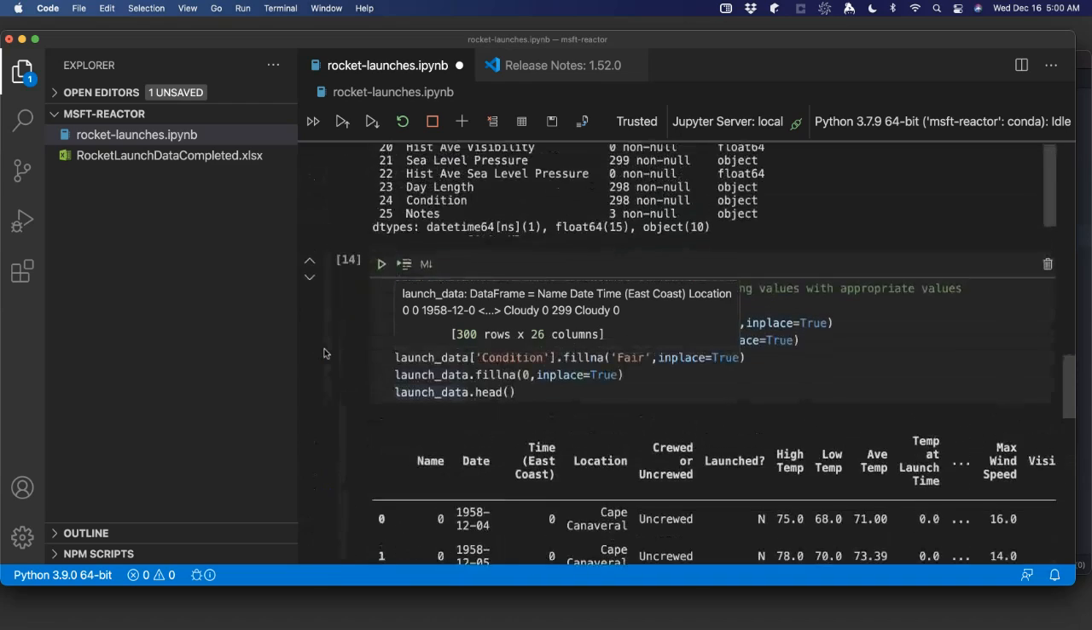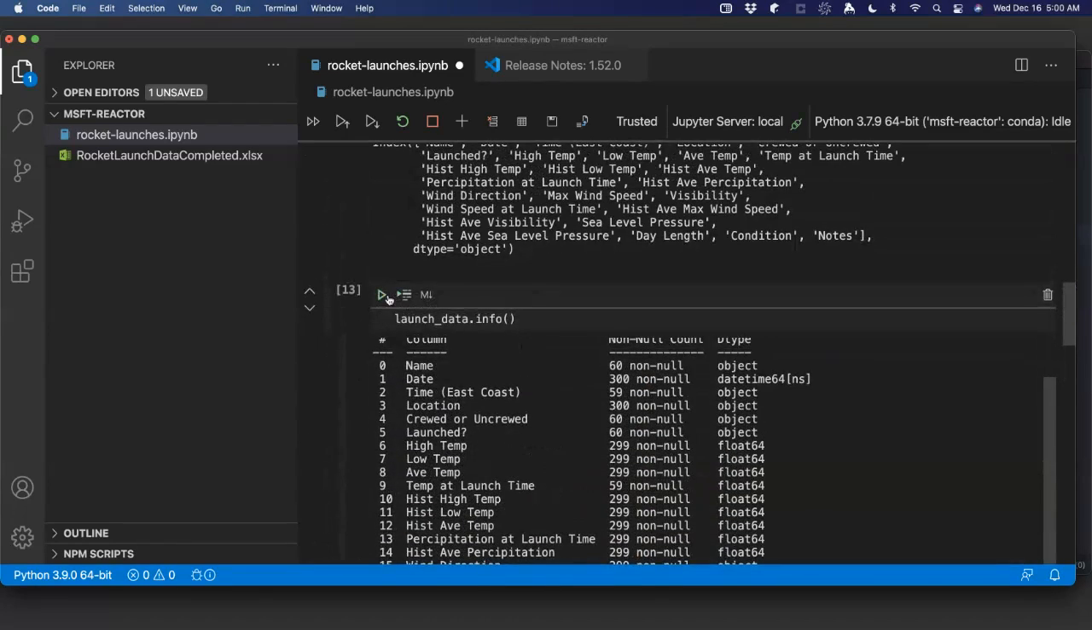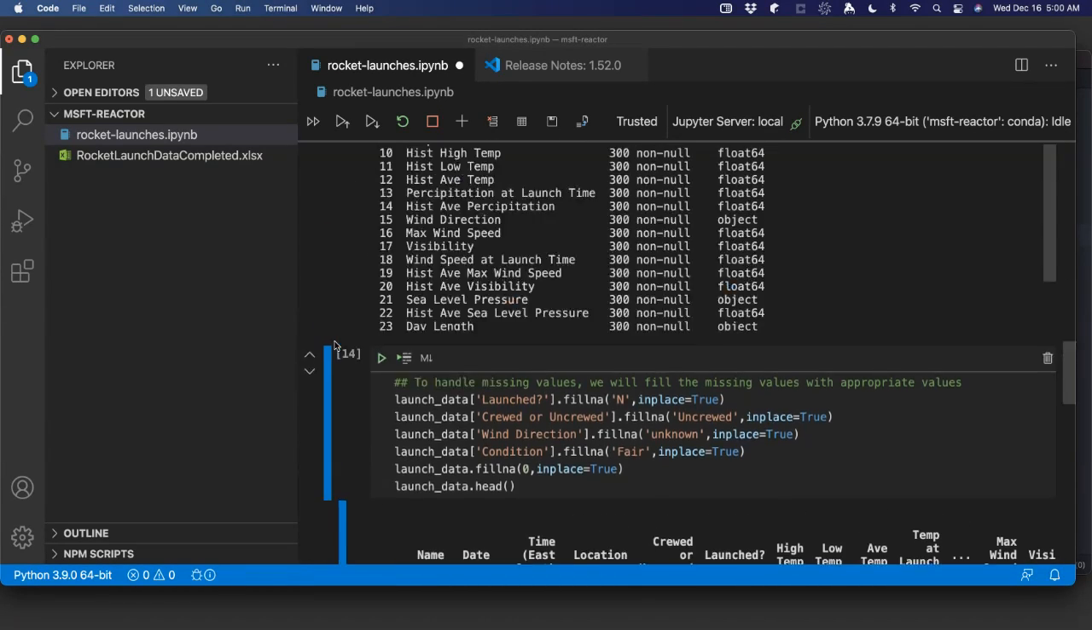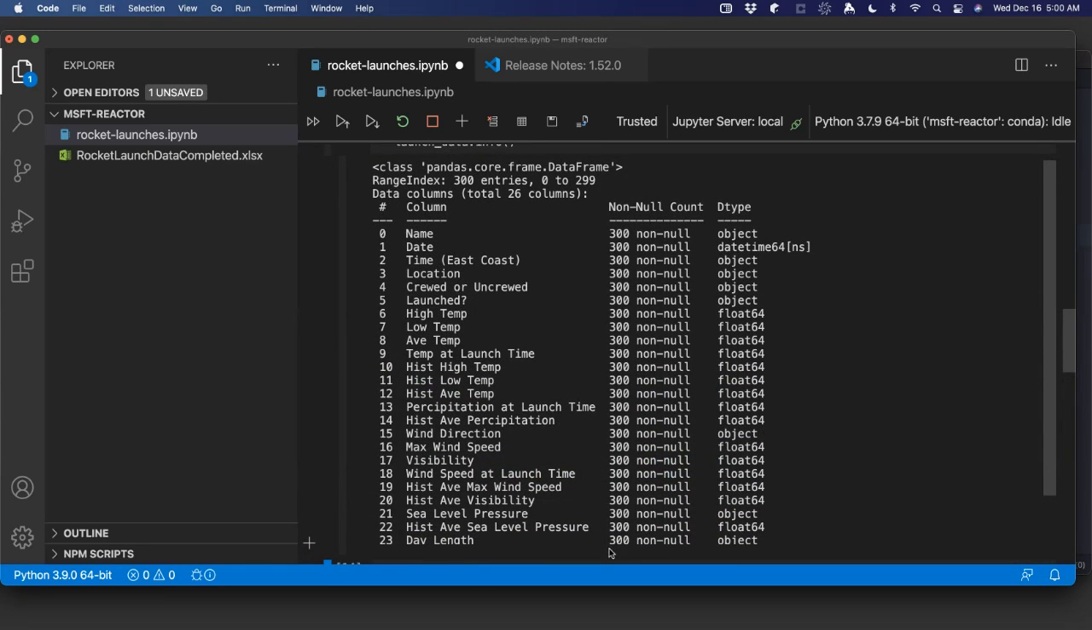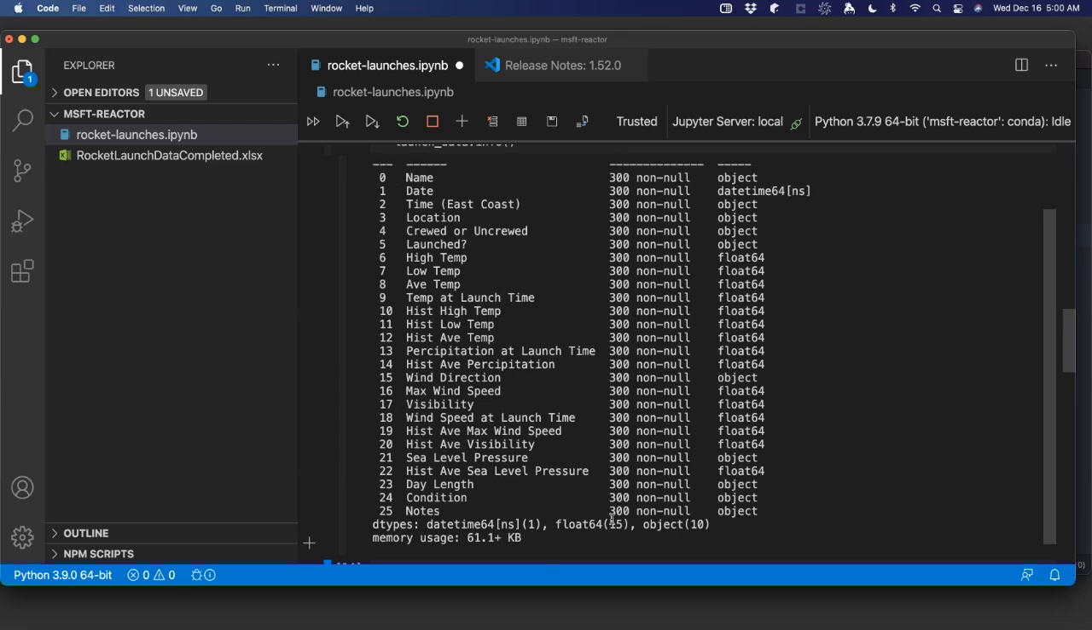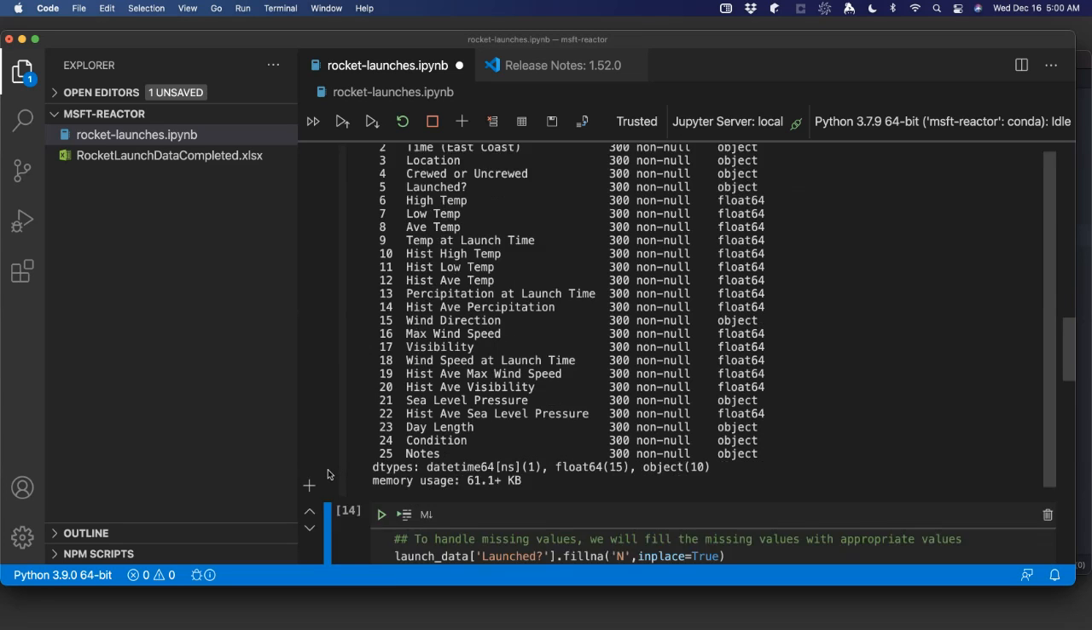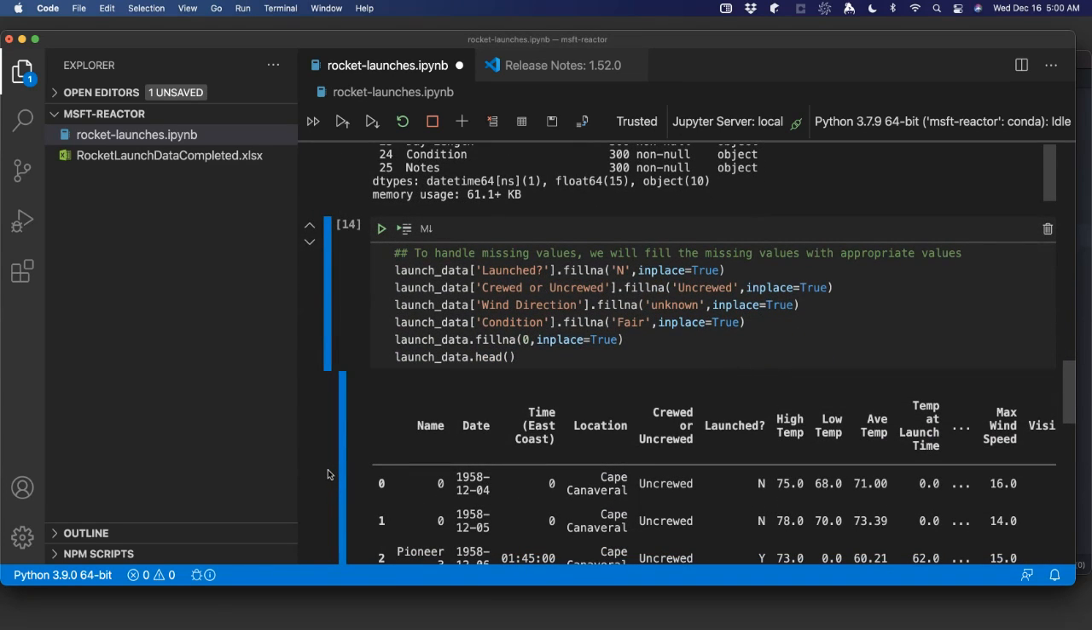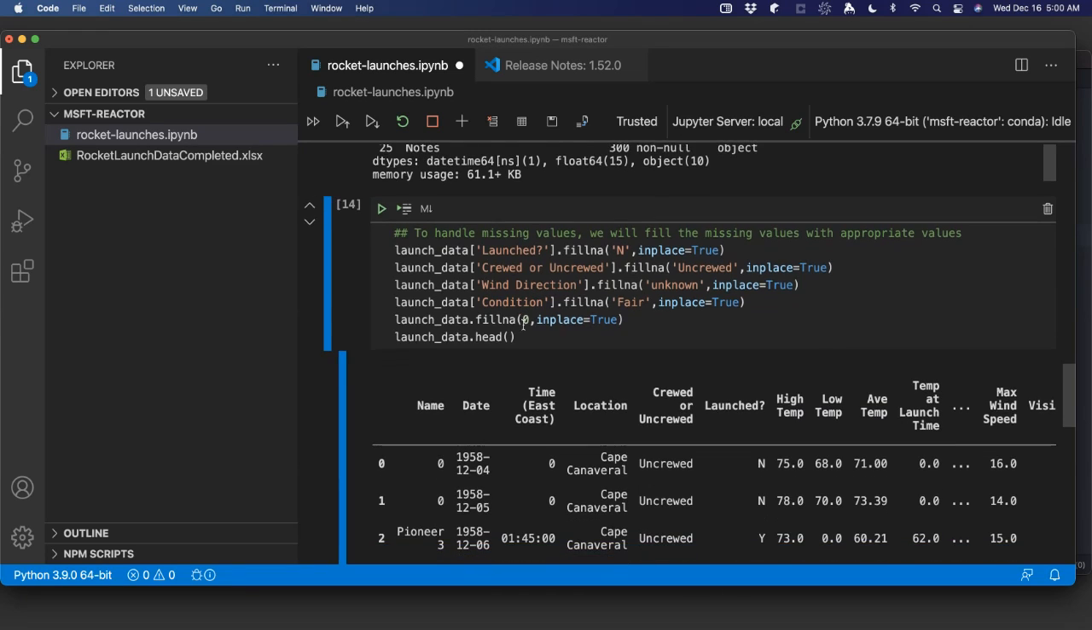If we run the info example again, notice we now have non-null values for all 300 rows in all the columns. Normally you would want to spend some more thought on that than just filling in a single value everywhere, but mechanically, this is the process that you might go through to do that.